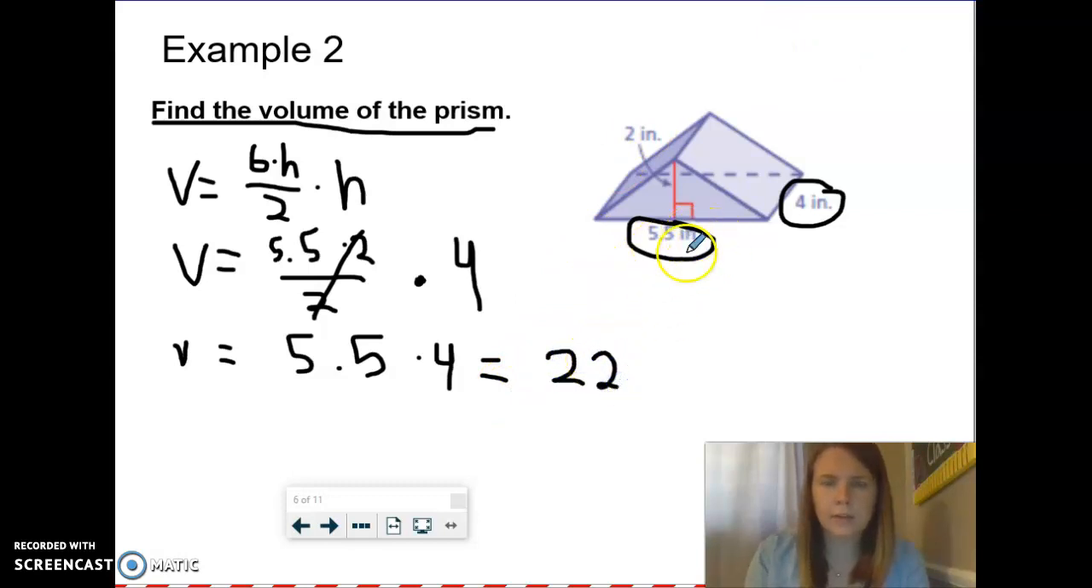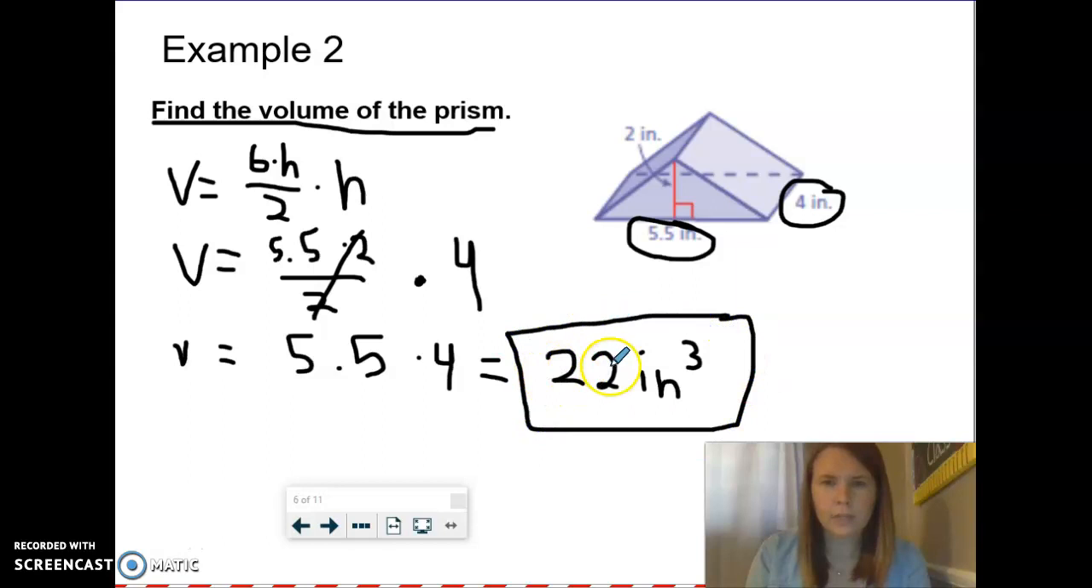Then I'm going to go back and look at my units. My units are inches, and we're talking about volume, so volume always has to be to the third, or sometimes they will call it cubed. Inches cubed. So here is my final answer for the volume, meaning that it could hold up to 22 inches cubed. If I wanted to fill this with rice or beans or, I don't know, lotion, whatever I wanted, I can fill it up that much without it going over and exploding.